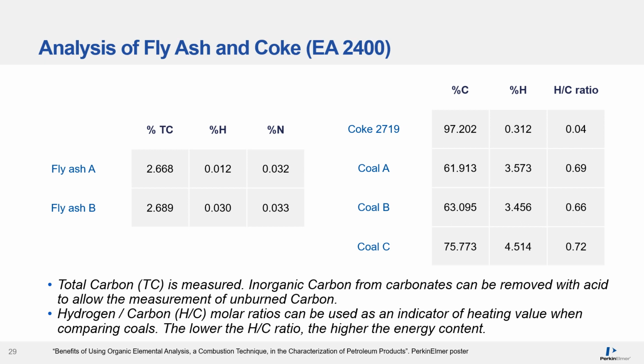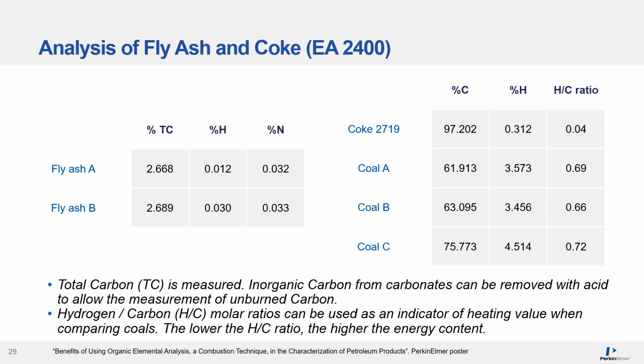Fly ash samples can be analyzed using organic elemental analysis. Because of the lower carbon content, much larger sample weights can be used here than with coal and coke. Total carbon is measured here on the left-hand side, and that's labeled as TC. Inorganic carbon from carbonates can then be removed with an acid to allow the measurement of unburned carbon and as an alternative approach to a loss on ignition test.